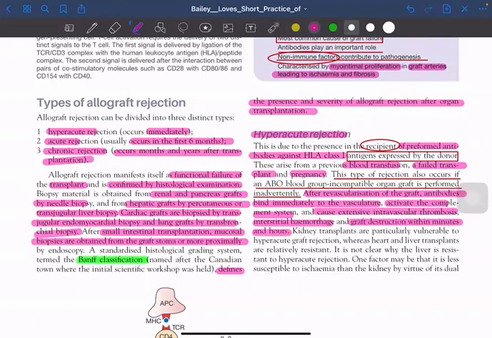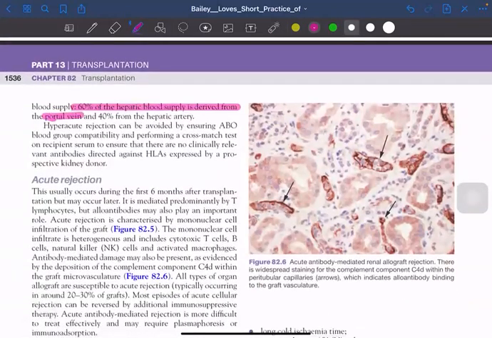Kidney transplants are particularly vulnerable to hyperacute graft rejection, whereas heart and liver transplants are relatively resistant. Very important. It is not clear why the liver is resistant to hyperacute rejection. One factor may be that it is less susceptible to ischemia than the kidney by virtue of its dual blood supply. We know that the liver receives 60% of its blood supply from the portal vein and 40% from the hepatic artery.